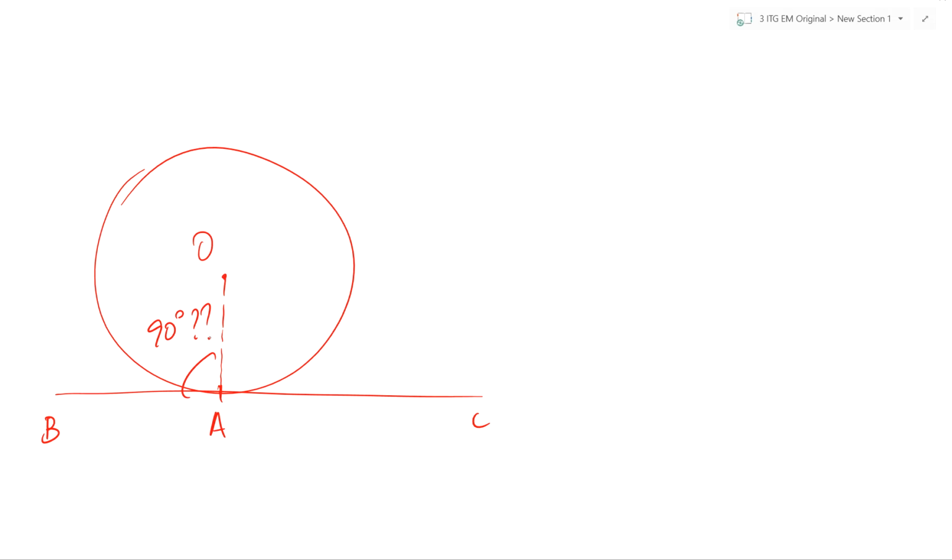Okay. Tangent. Yeah, only touching one time. Then can't it be like this? Can't I say that this is the circle? Then this, can't this be 80 degrees? Why can't it? Why must it be 90? Because you are the center of gravity.